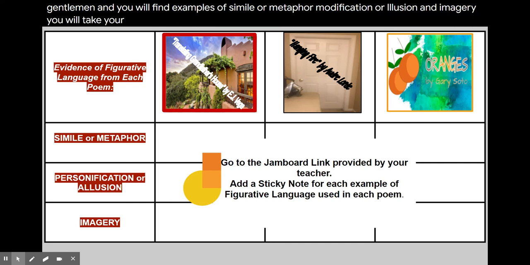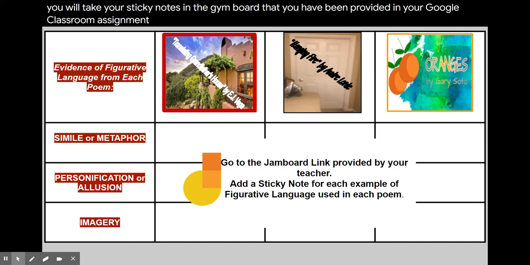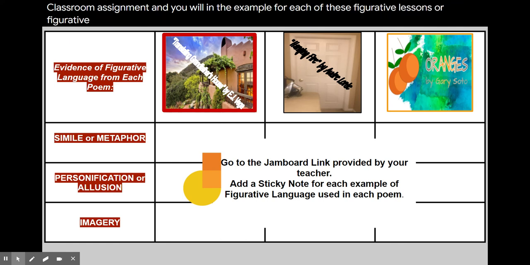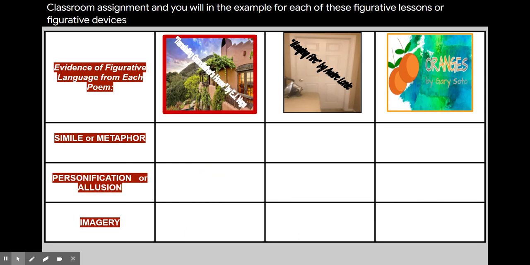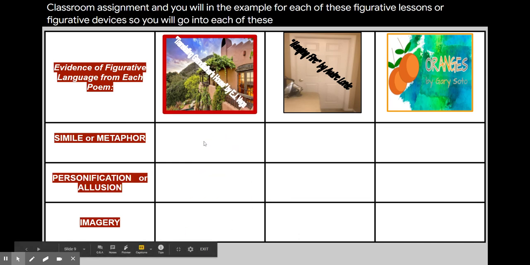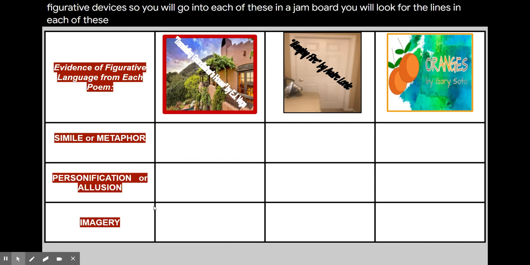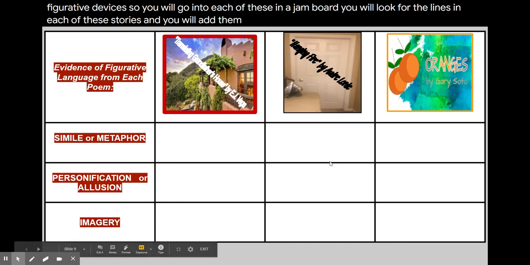You will take your sticky notes in the Jamboard that you have been provided in your Google Classroom assignment, and you will type in the example for each of these figurative devices. So you will go into each of these in a Jamboard. You will look for the lines in each of these poems and you will add them to your Jamboard.